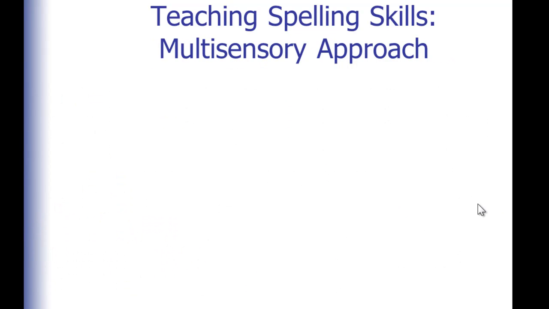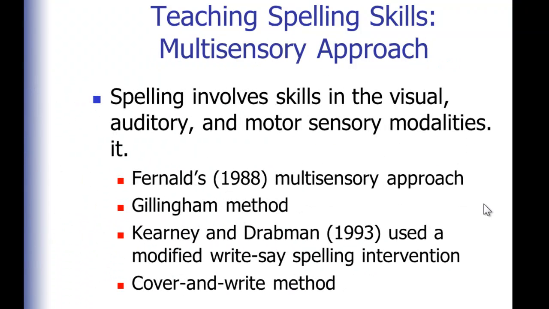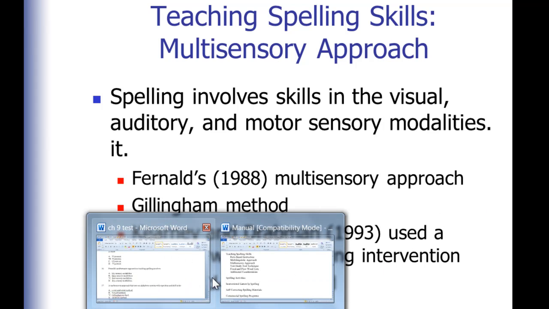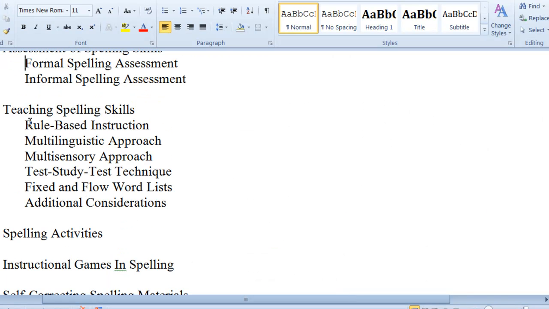So we had multilinguistic, and now this is the multisensory approach. Remember, we're on these different skills in spelling and different approaches here. We did the rule-based, then we looked at multilinguistic, now multisensory, and then we'll do these last study-test techniques, fixed and flow approach.